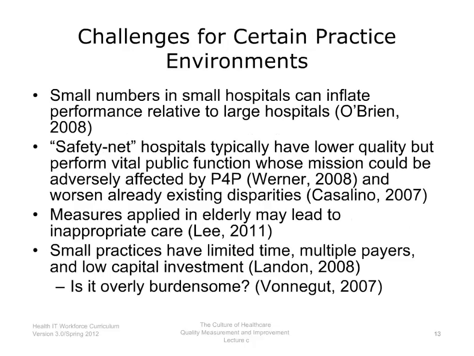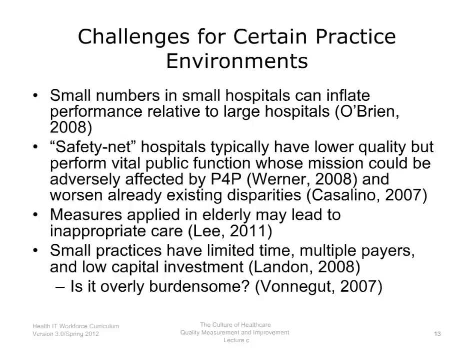There are also challenges for certain practice environments. Some of the measures have been configured, for example, such that the small numbers of patients in smaller hospitals can inflate performance relative to large hospitals. Measures need to be adjusted for different settings. It has also been shown that safety net hospitals typically have lower quality.